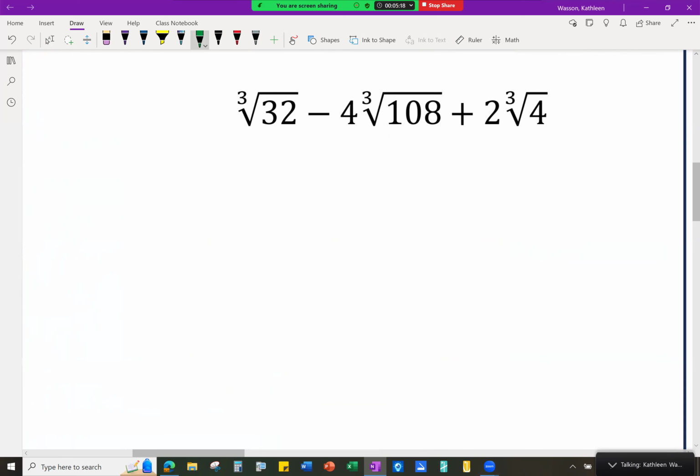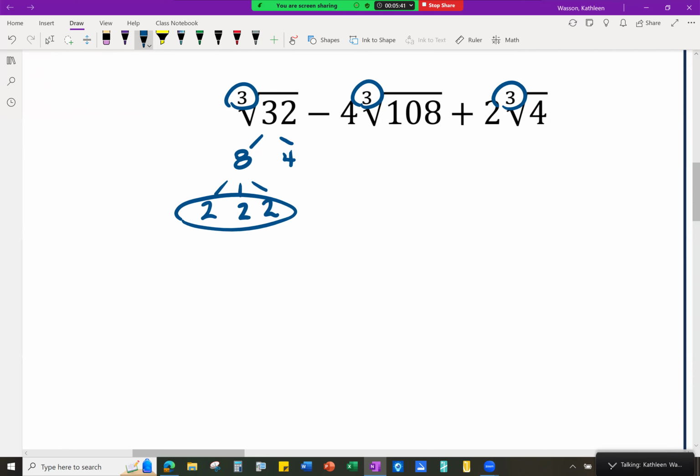Now I need cube roots. So I'll have to have 3 matching terms to be able to simplify the radical. 32 is 8 times 4. 8 is a perfect cube, it's 2 times 2 times 2. So I can pull 2 outside of this radical, and that will leave 2 cube root 4.